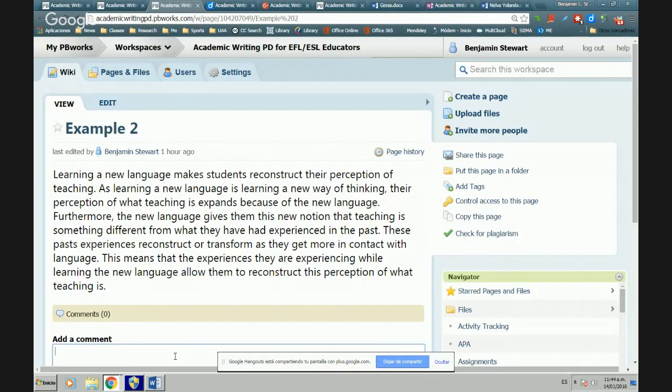The new language gives them this new notion that teaching is something different from what they have had experienced in the past. Again, the rheme becomes the theme in the next: these past experiences, all right, using, again, almost direct repetition, right? Now, the writer doesn't have to use direct repetition.